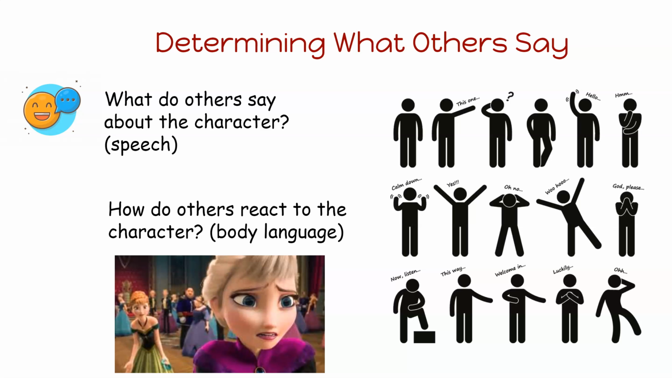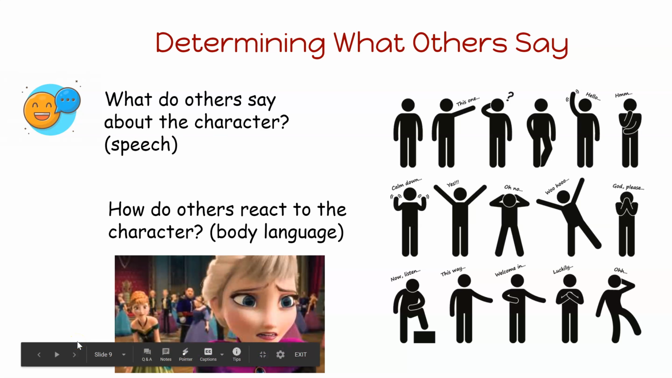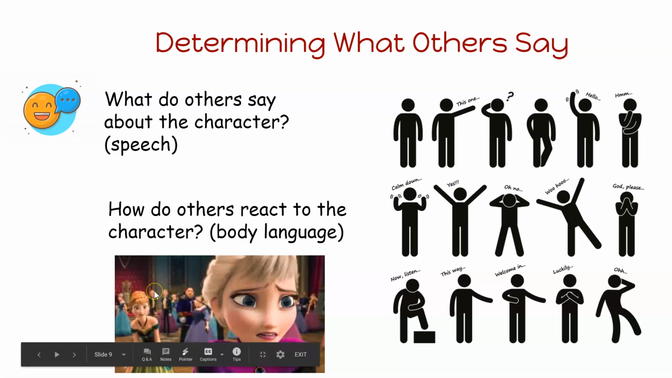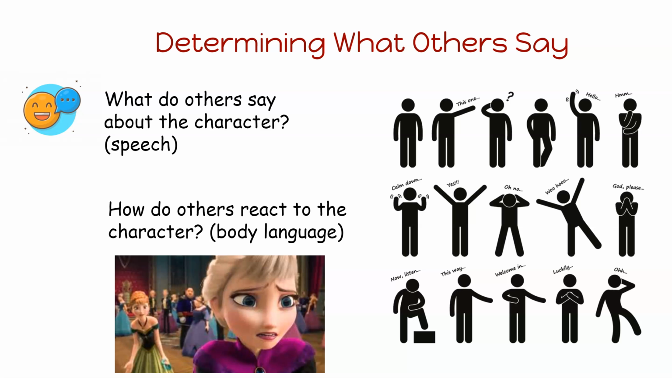What about Anna? Look at her. She's slouched over, her hands out, her eyebrows furrowed. How would you describe her emotions right now? That's right. She looks worried. She looks like she's pleading with Elsa to do something. This can help me to understand that Elsa's character traits are that she's not confident or that she's confused.